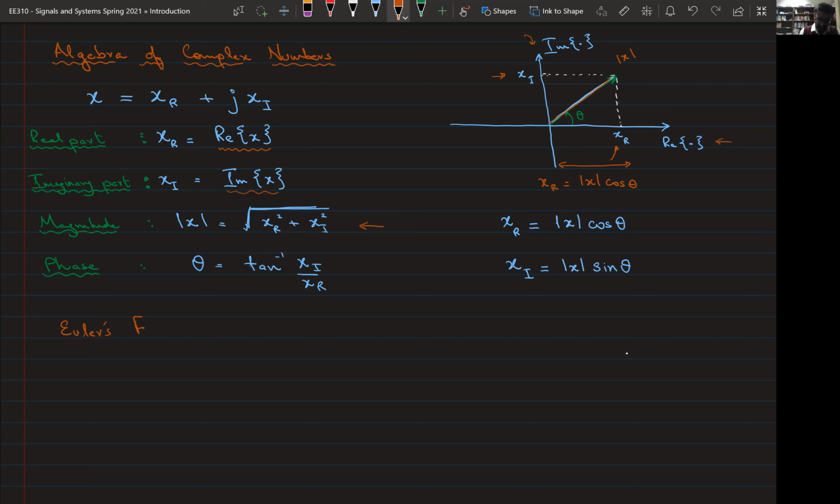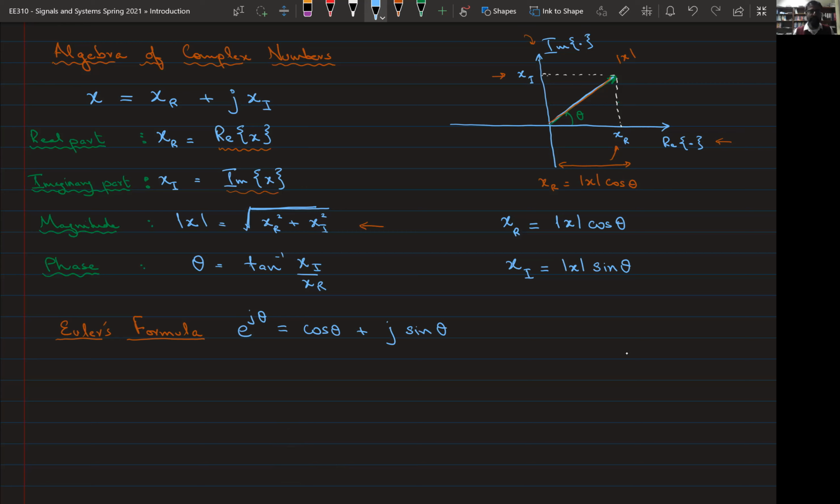So how many of you are familiar? I mean, you should all be familiar with Euler's formula. What is Euler's formula? So e raised to power j theta is equal to cosine theta plus j sine theta. Excellent. So e raised to power j theta is equal to cosine theta plus j sine theta. I mean, something you would have studied perhaps in your high school, or at least in the SSC core curriculum.